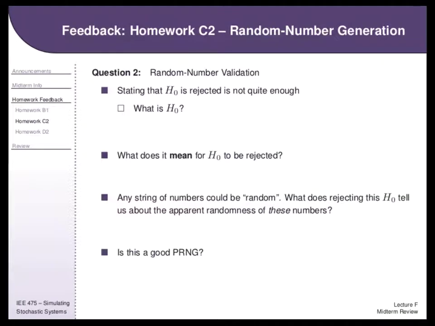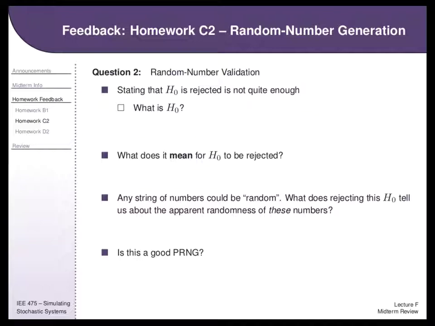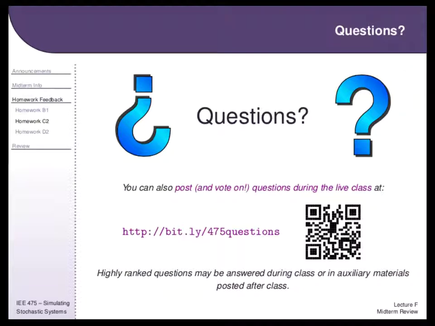So be careful about that when you're answering these questions. This was more for the homework, but don't just say we've rejected the null. Tell me what we've rejected. Then tell me the conclusion. Does that mean they're uniform? They're not uniform? What does it mean?